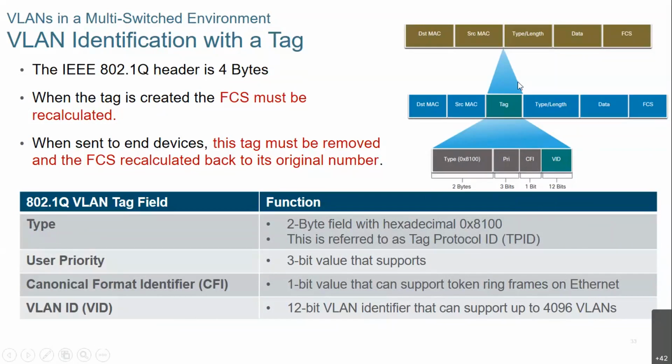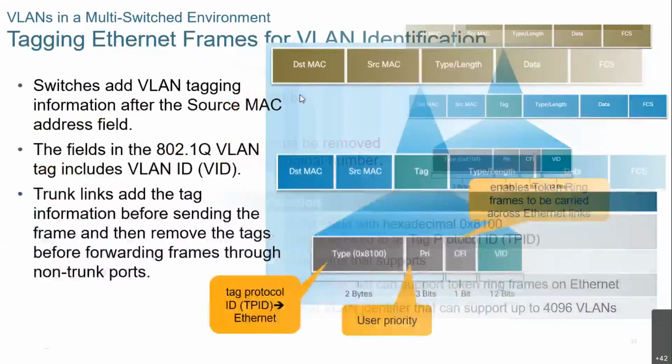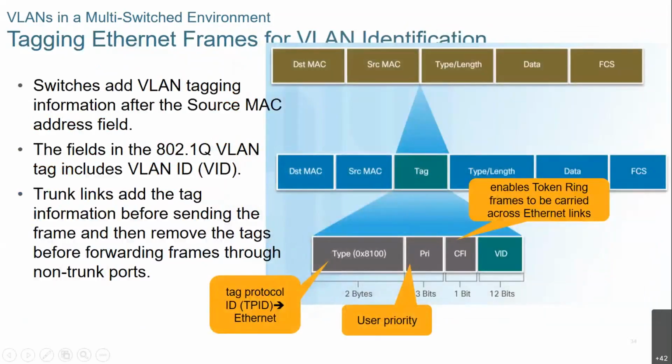So once you add the tag here, logically, the original frame check sequence will be different because you added something to it. Now, of course, you have to recalculate the frame check sequence for the travel in the trunk link. When it gets to the other end of the trunk, it will take this out, calculate again, and then check with that old frame check sequence. There you go, same thing.